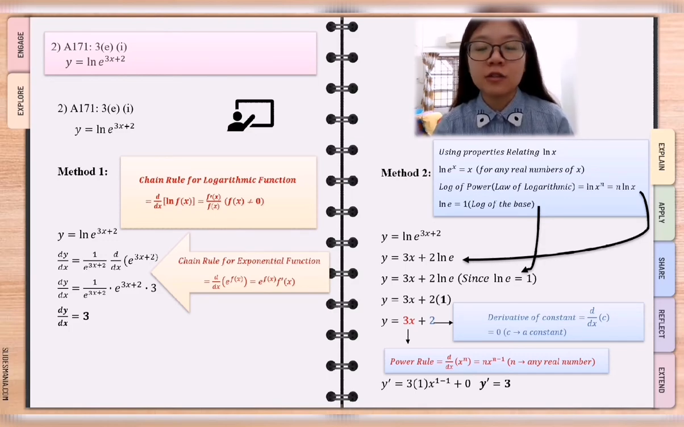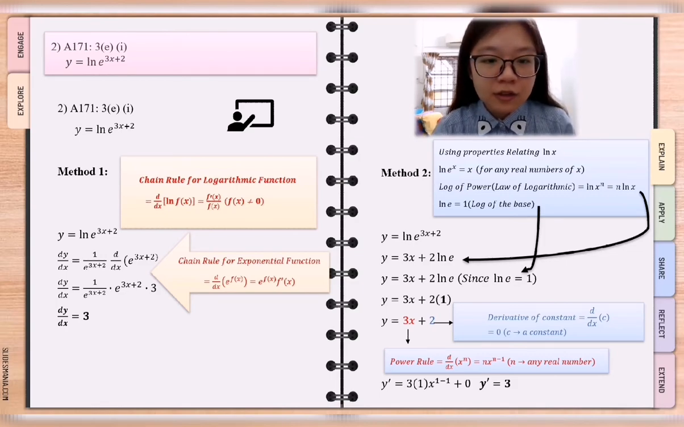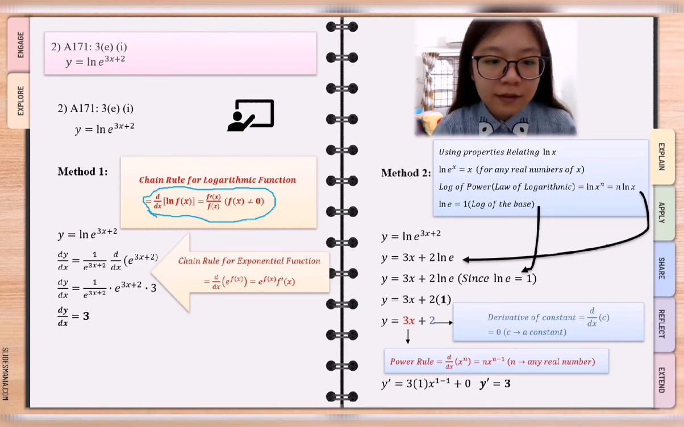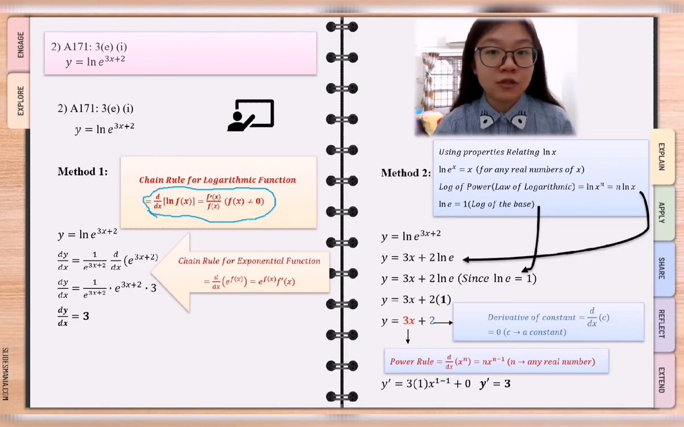In this question, I use the chain rule for logarithmic function, which is rule number 13 of the rules of differentiation, as the main rule. As we can see from the slide, the formula for this rule is like this: ln f(x) equals f prime x over f(x), where f(x) is not equal to 0. In this case, f(x) is e power of 3x plus 2.